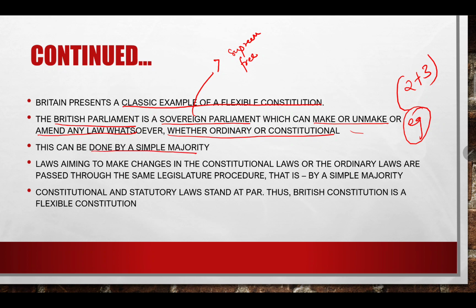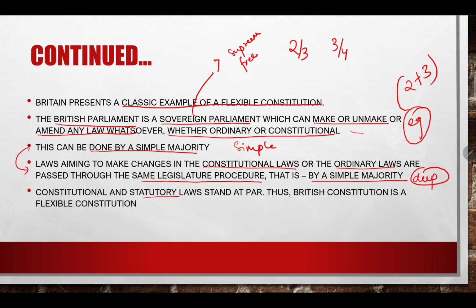We talked about 2/3 majority or 3/4 majority in a rigid constitution, right? In a flexible constitution we just need a simple majority. Laws aiming to make changes in the constitutional laws are ordinary laws and are passed through the same legislative procedure, by a simple majority. This is the same explanation, a deeper one, but this is just a simple one. We are all talking about simple majority.